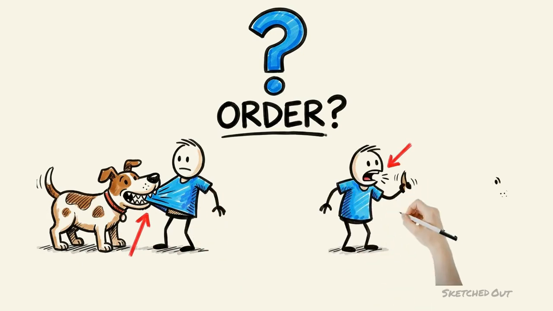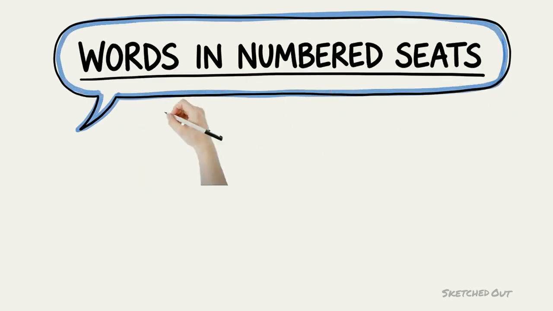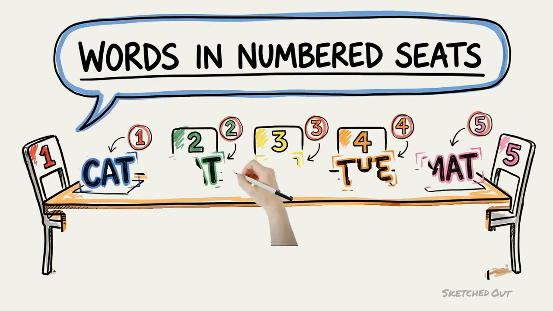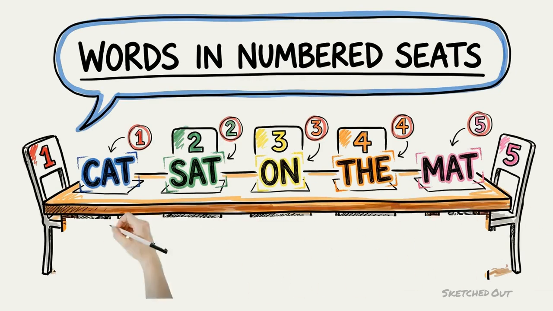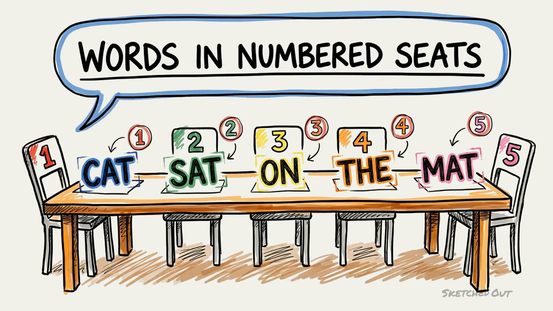Here's why. Dog bites man and man bites dog contain identical words. Without order, they are the same soup. So before any of this begins, each word is stamped with its position, like a numbered seat at a table. The words arrive together, but each knows exactly where it was sitting.